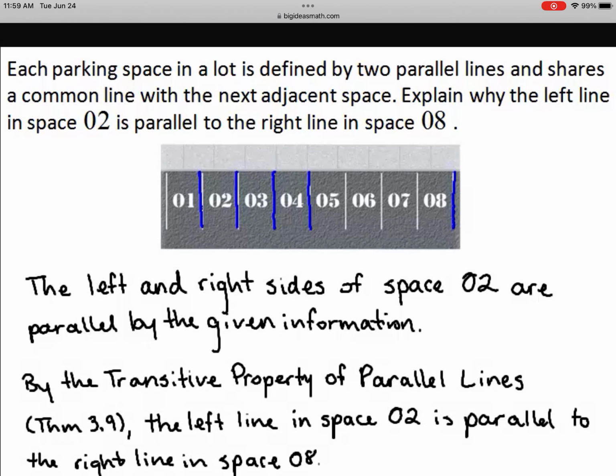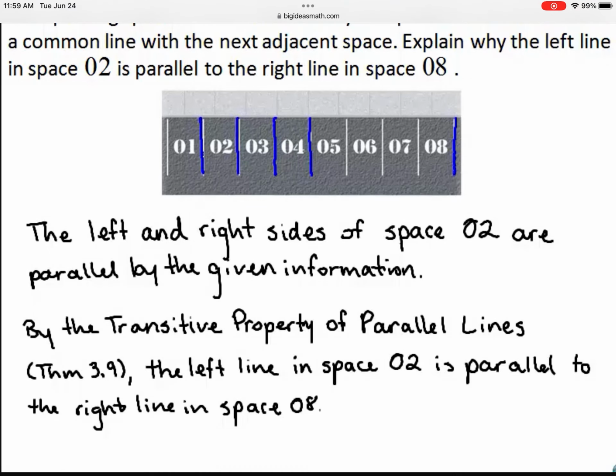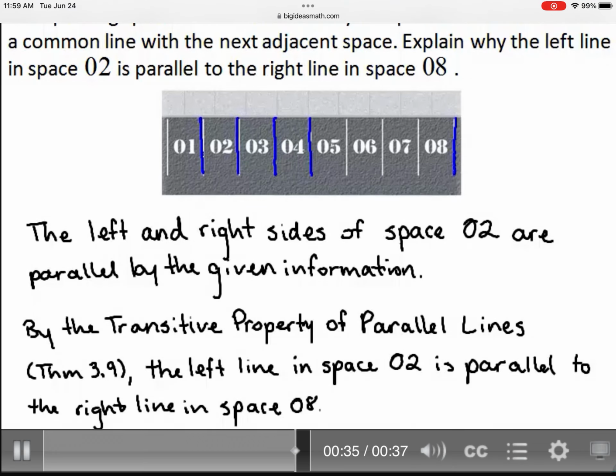So by the transitive property of parallel lines, the left line in space 2 is parallel to the right line in space 8.